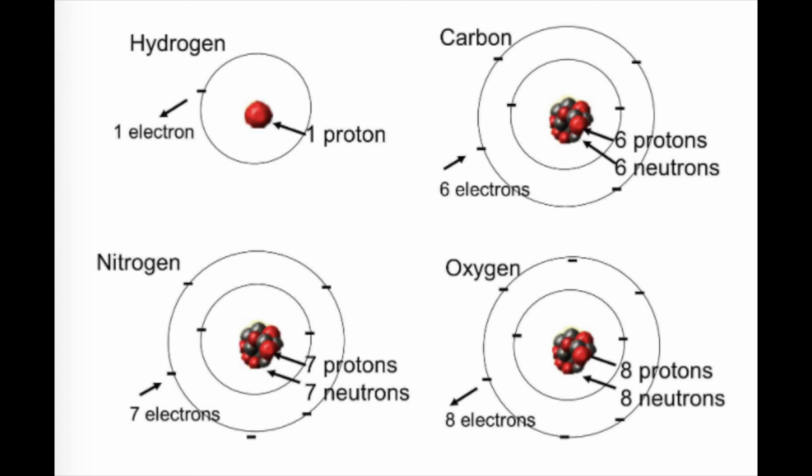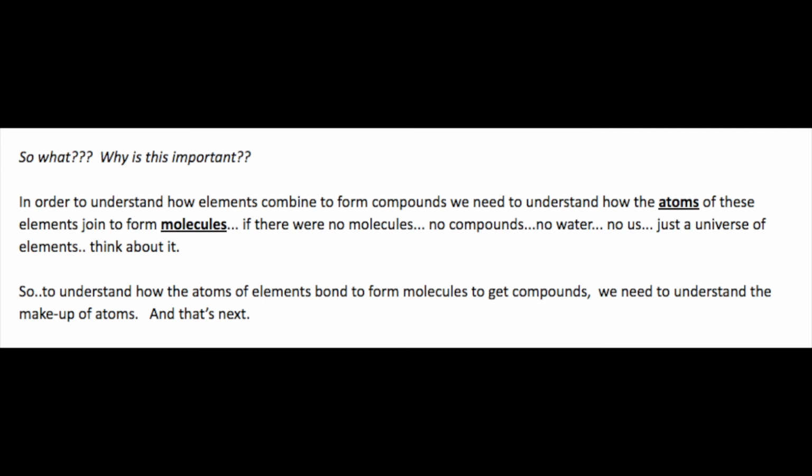Each element is made of its own specific type of atom. Hydrogen is made of hydrogen atoms. Carbon is made of carbon atoms. Nitrogen, nitrogen atoms. Oxygen, oxygen atoms. Copper is made of copper atoms, and so on. So, why is all this important? Well, in order to understand how elements combine to form compounds, we need to understand how the atoms of these elements join to form molecules. If there's no molecules, there's no compounds, there's no water, there's no us. Just a universe of elements. Think about it. So, to understand how atoms of elements bond to form molecules, to get compounds, we need to understand the makeup of atoms. And that's what's coming up next.